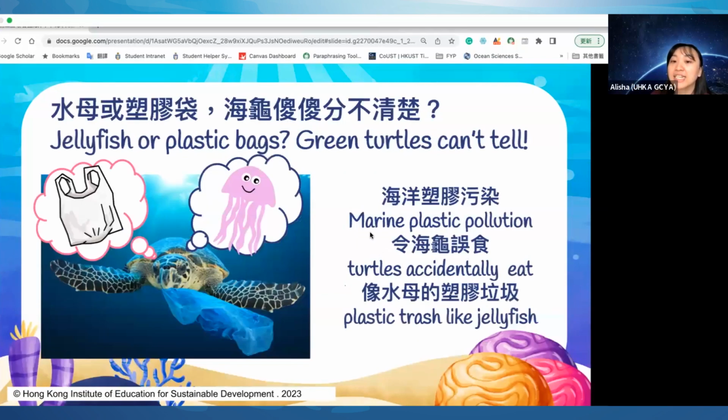So yes, marine plastic pollution is actually affecting the food that turtles consume. They will eat some plastic bags that look just like jellyfish.